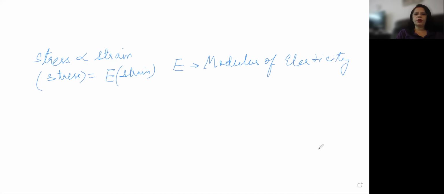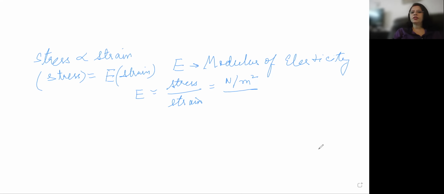Now, what will be its unit? From this, you can see E is equal to stress upon strain. What is the unit of stress, children? Yes, Newton per meter square, because it is force upon area. Strain has no unit because it is the ratio of similar quantities. So the unit of modulus of elasticity will be Newton per meter square. What about its SI unit? Its SI unit will be Newton per meter square only.